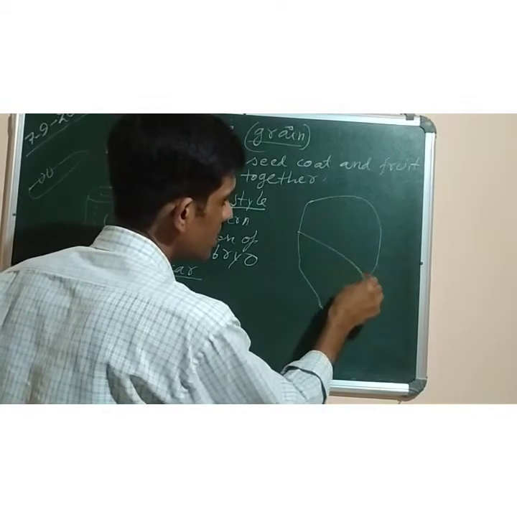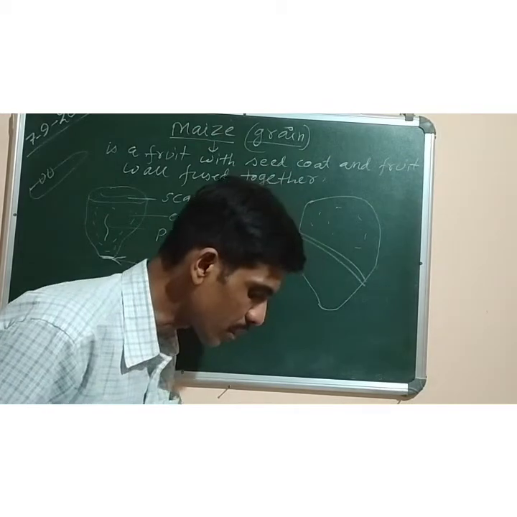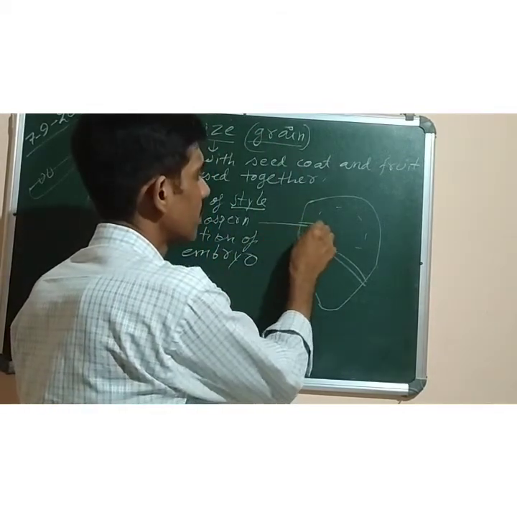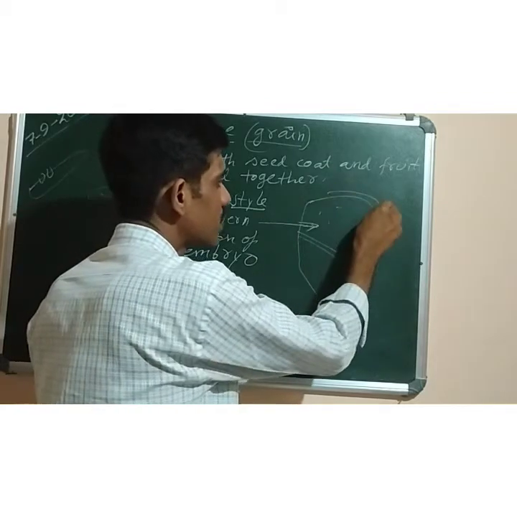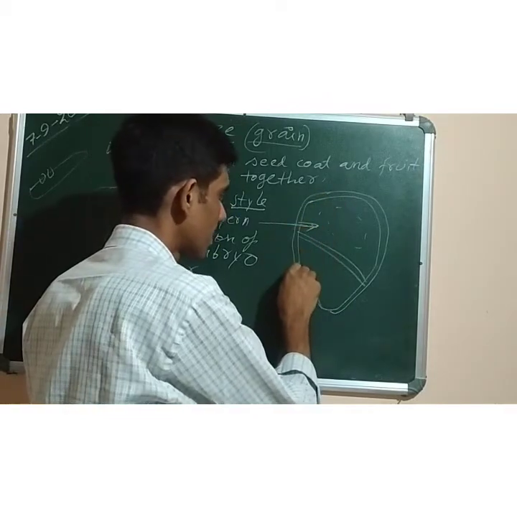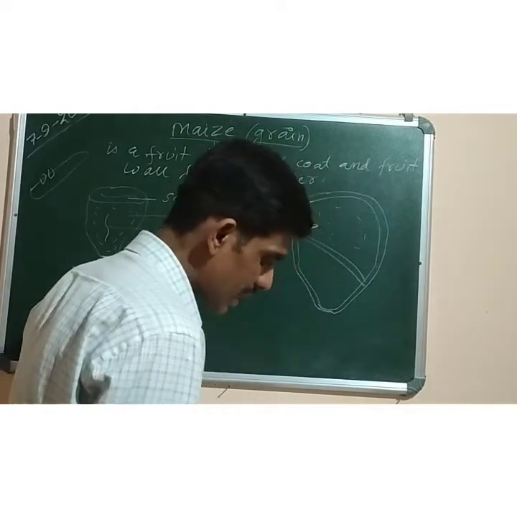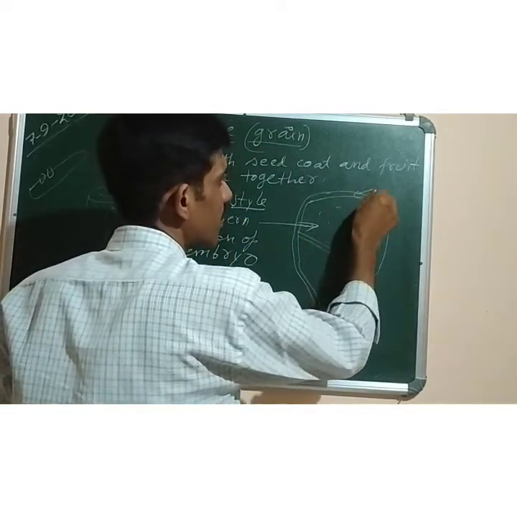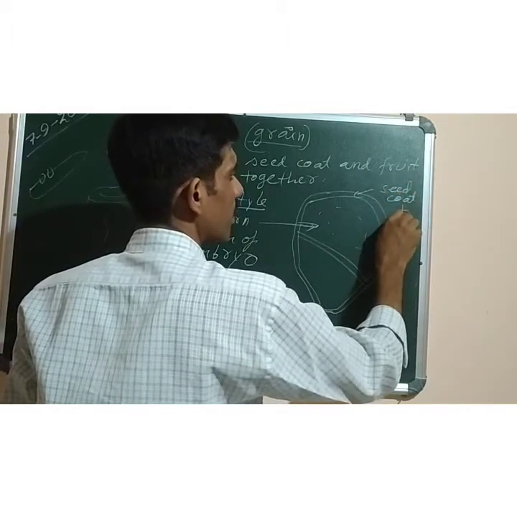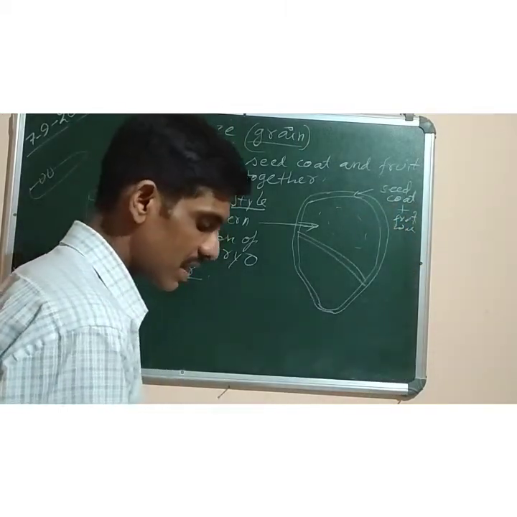You can see there are two distinct regions marked here. This upper region, and then there are two layers also. The outermost layer is called the aleurone layer, and this one is called the endosperm, the one which is present here. One covering is present around it, that is known as the aleurone layer. Can you see it in your book? It is given there already. So you can see that the seed coat and fruit wall, both of them are fused together. Seed coat plus fruit wall, they are fused together. So that's why it is known as a grain.